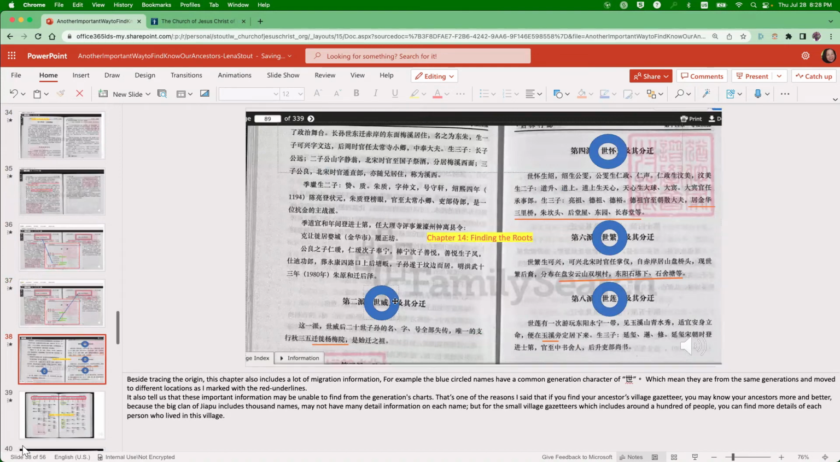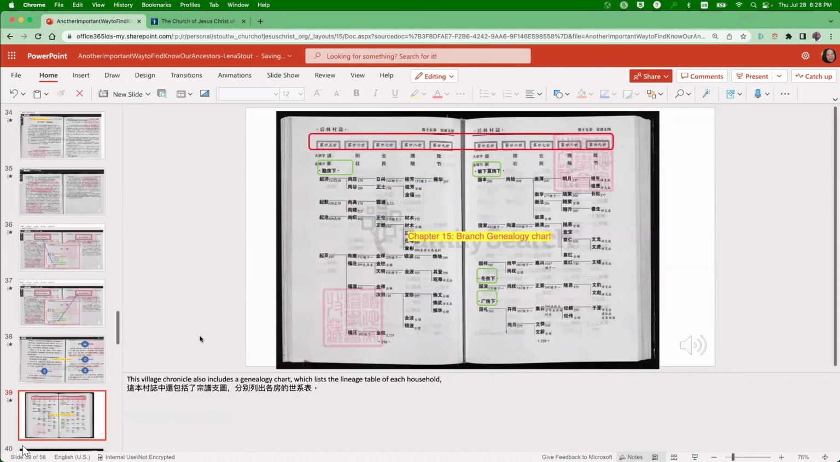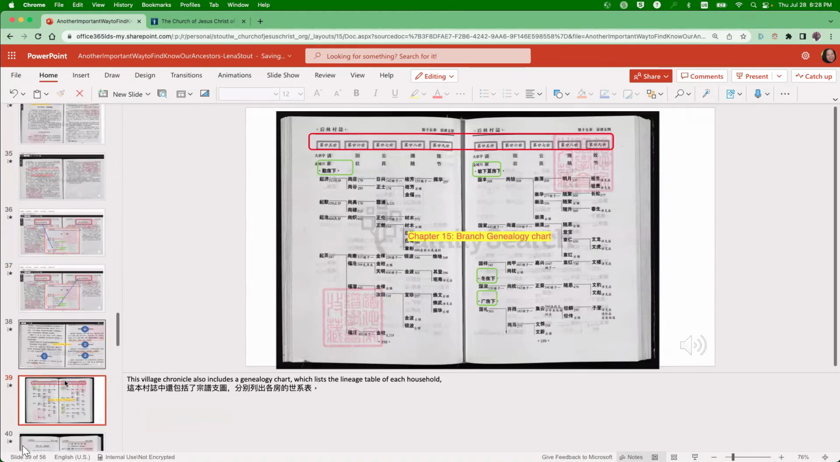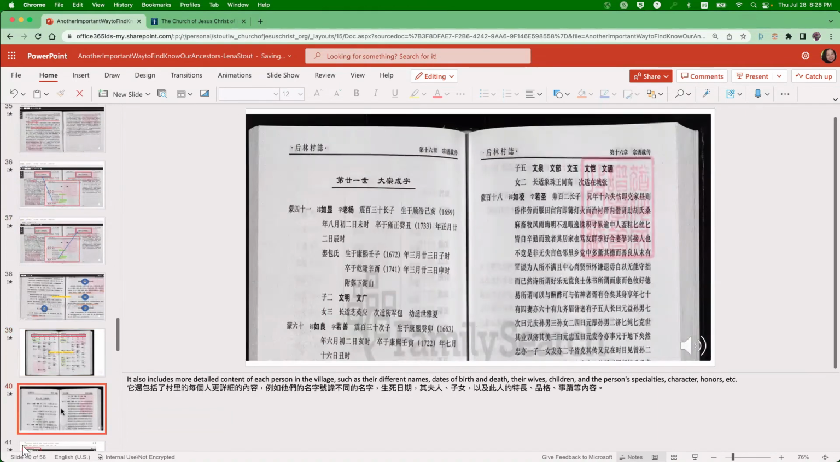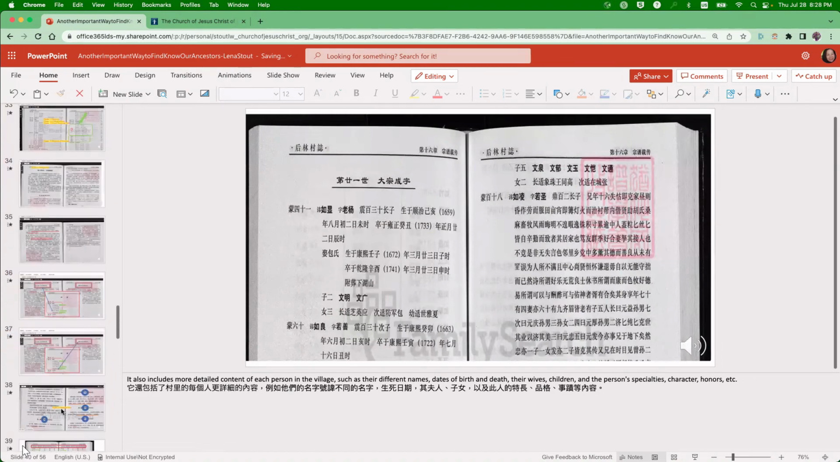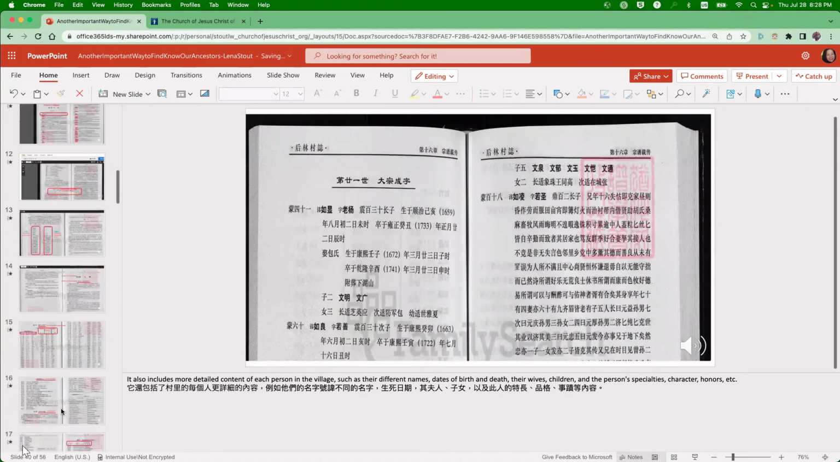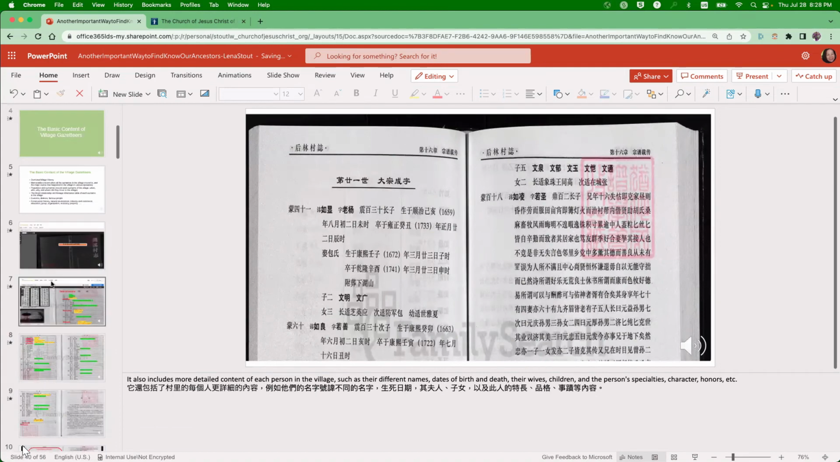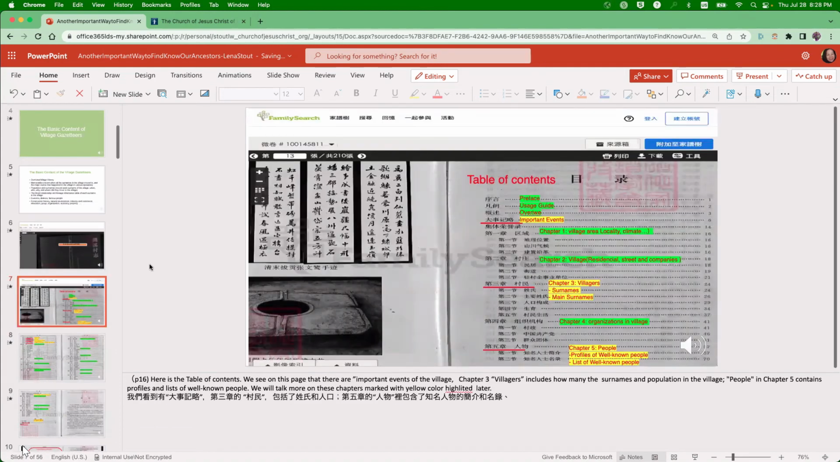They also have generation letters right here, which show the same generations as well. And then they have the tree. Yeah, they do. This is a big book. How thick is it? Let me see here if I can see. It's totally 210. Did you see here? Okay, so it's still a pretty good sized book.